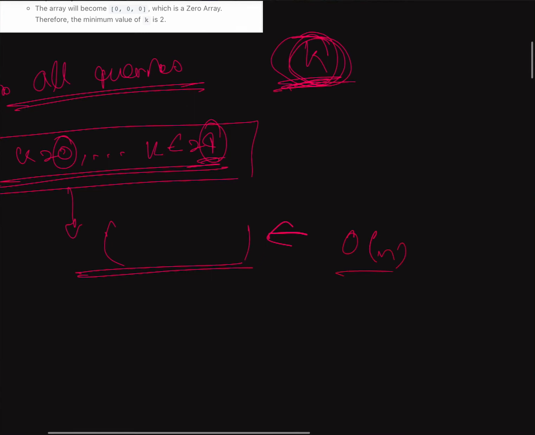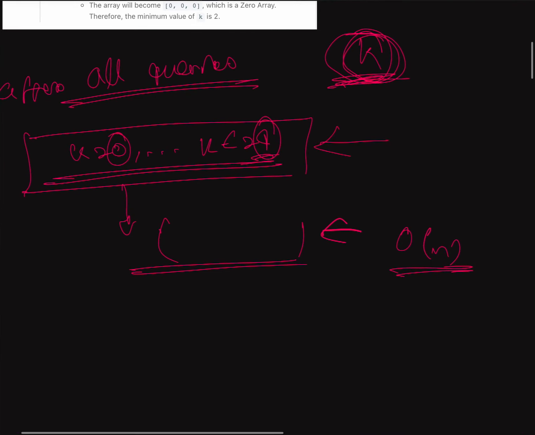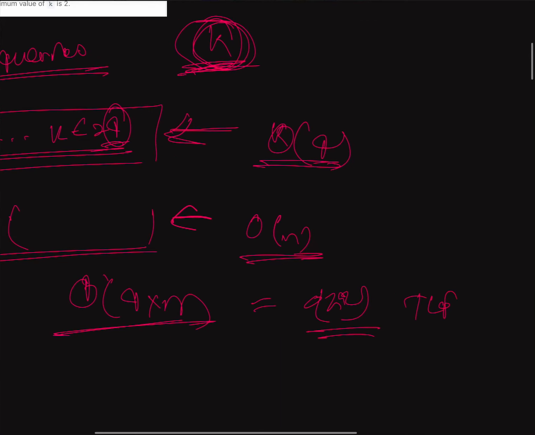So here the time complexity for that check is O(n), and for each query, suppose there is no such k, we will return -1 because no k exists. In that case we run the loop O(q) times. So the time complexity will be O(q times n), which is about O(n squared). This will give us a TLE. This is the brute force approach, clear?